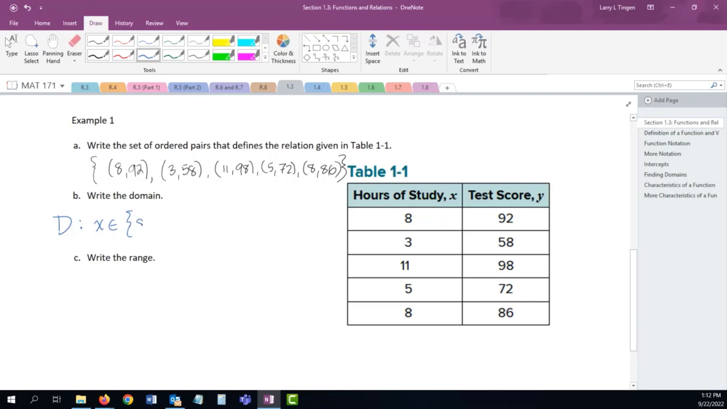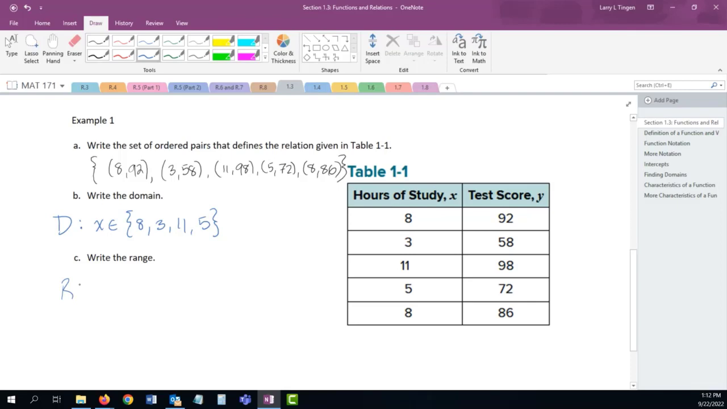Well, I've got 8, 3, 11, 5, and I have 8 again, okay? For domain and range, the sets do not repeat values. So notice I don't write 8 again. It's in there. I don't need to write it twice.